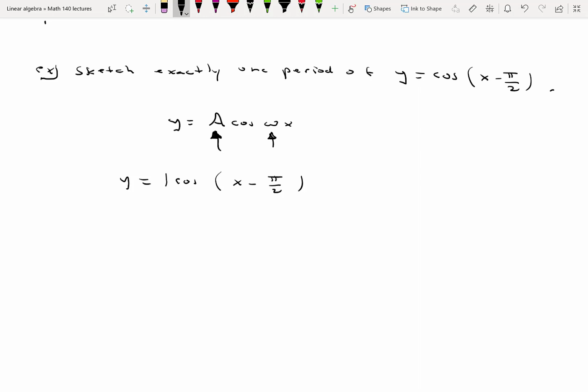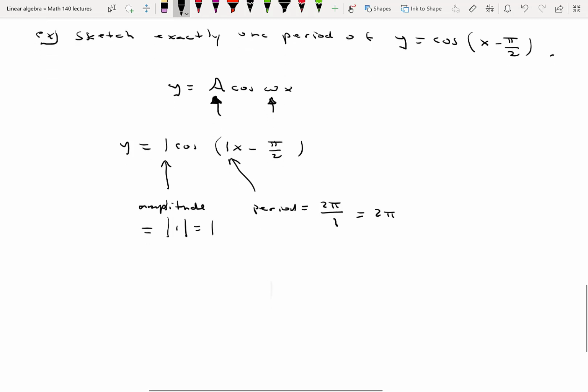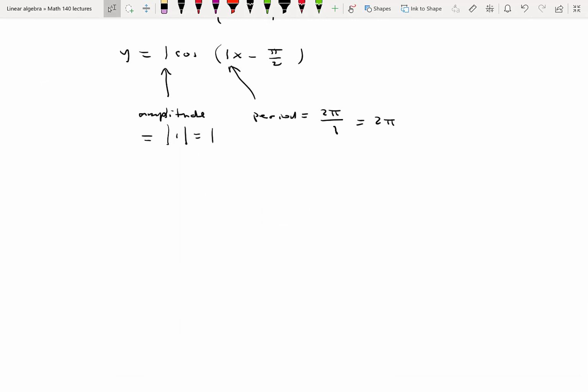So there's really a 1 as a coefficient of the cosine, so the amplitude is the absolute value of that 1, which is 1. And we still have a 1 as a coefficient of x, so the period is 2 pi over that omega, which is 2 pi. So we haven't changed the amplitude or period of the regular cosine function. We have a different change here.